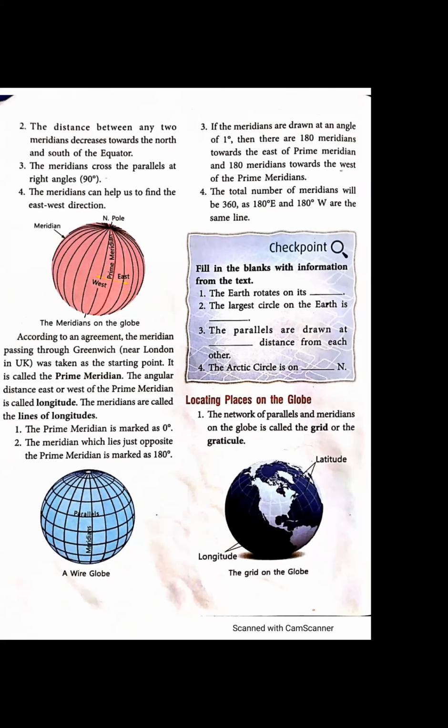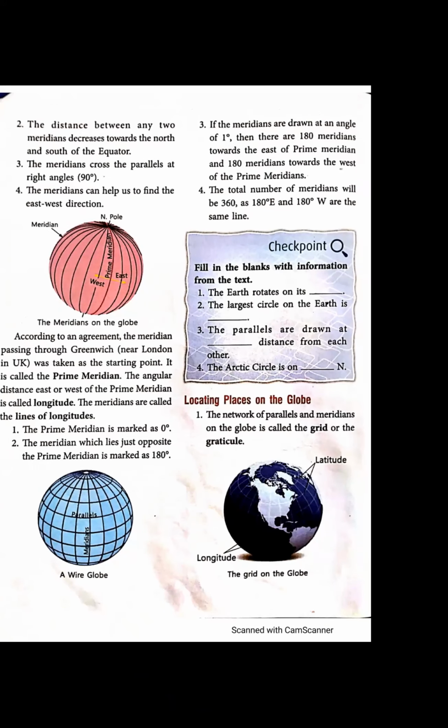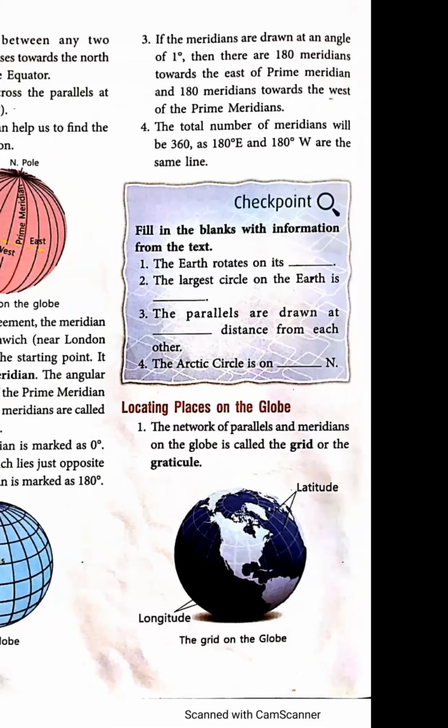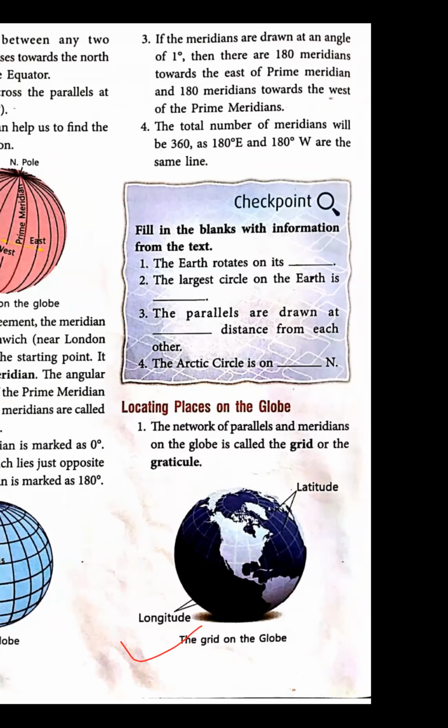Next is locating places on the globe. The network, or you can say web, of parallels and meridians on the globe is called the grid or the graticule. You can see the diagram of the grid on the globe. What is the grid? The network of parallels and meridians. These are the parallel lines and these are the meridians, and this network is called the grid.